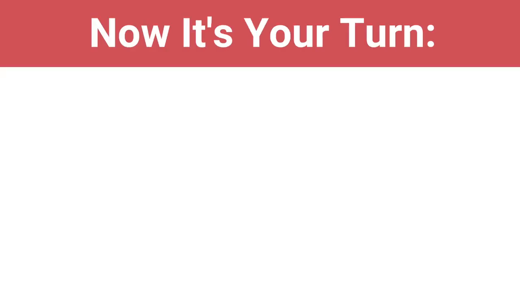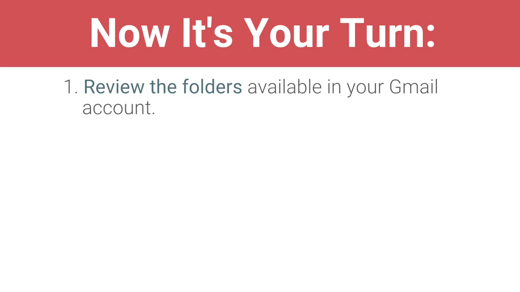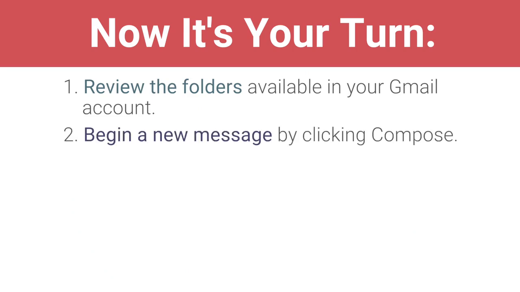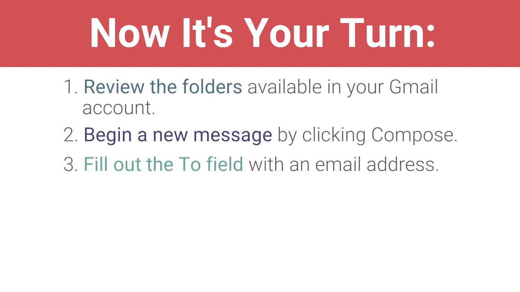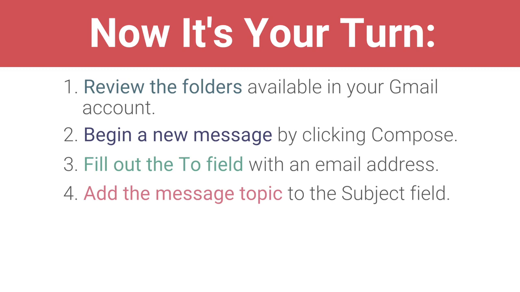Now it's your turn. Review the folders available in your Gmail account. Begin a new message by clicking Compose. Fill out the To field with an email address. Add the message topic to the subject field. Move on to the next video.